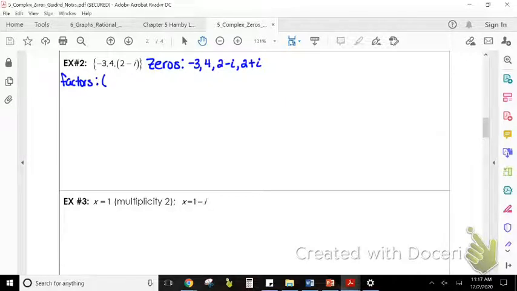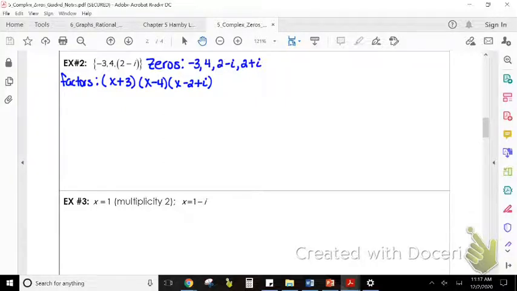So I'm going to take the negative 3 and put it back in with x. We know everything changes signs when it goes back in with x, so it becomes a plus 3. The 4 is going to become an x minus 4. Now be careful here because you have a 2 minus i, so you're going to have your x, the 2 is going to change signs, and so is the i. Anything that goes in parentheses with x will change signs.